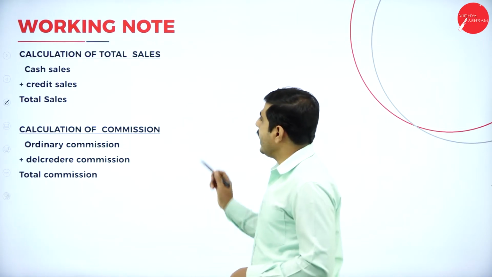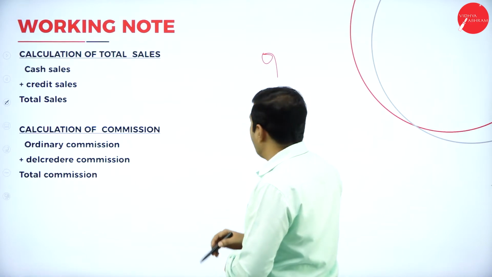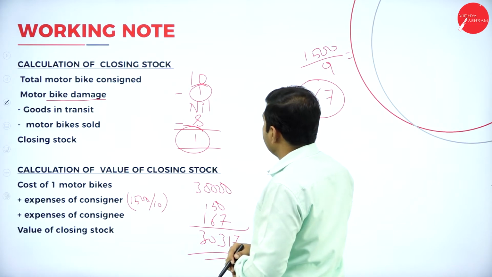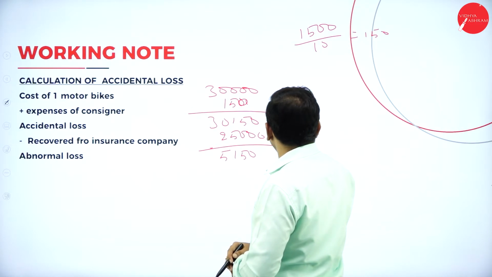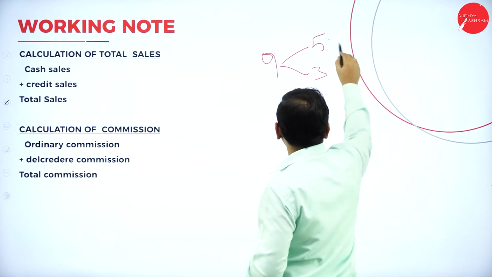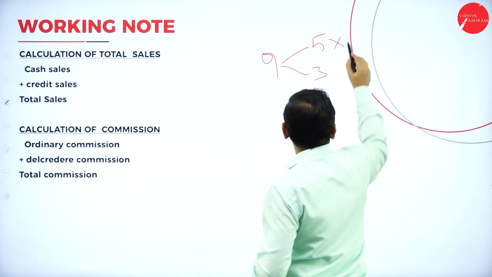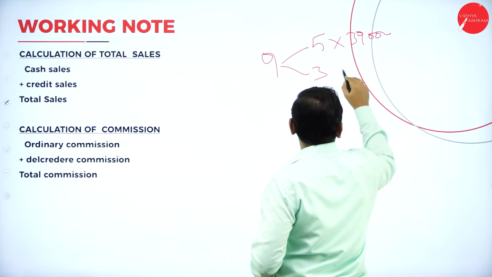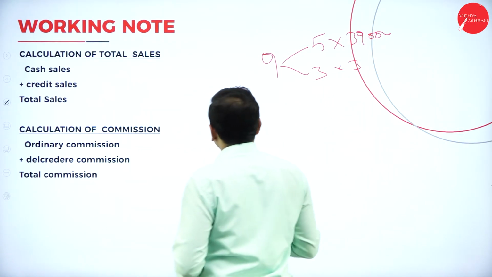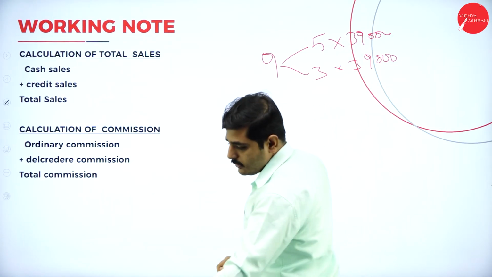Now let's go to the calculation of sales. He received only 9 motorbikes. Out of that, 5 motorbikes were sold on credit basis and the remaining 3 motorbikes on cash basis. What is the sales value? 39,000 each. So 5 into 39,000, and here also into 39,000. So let's calculate now.